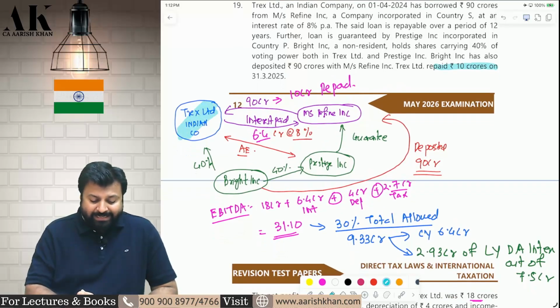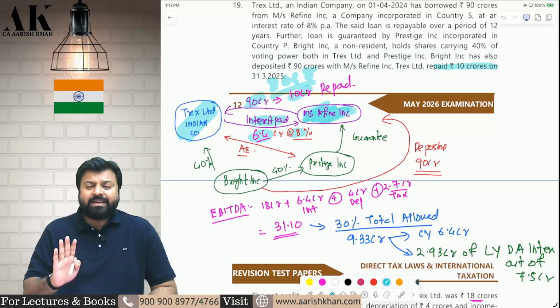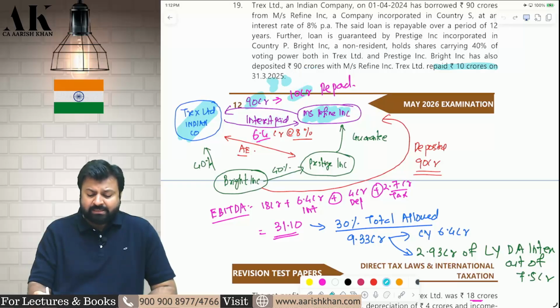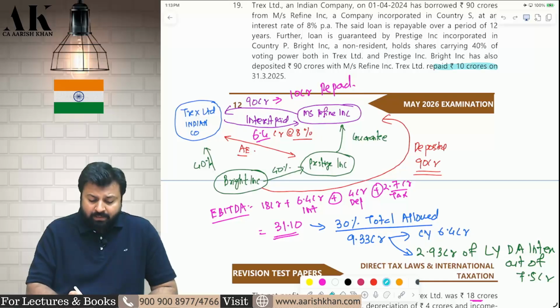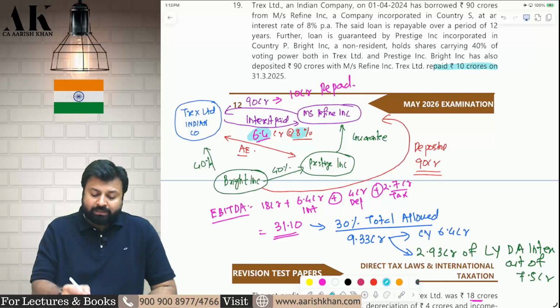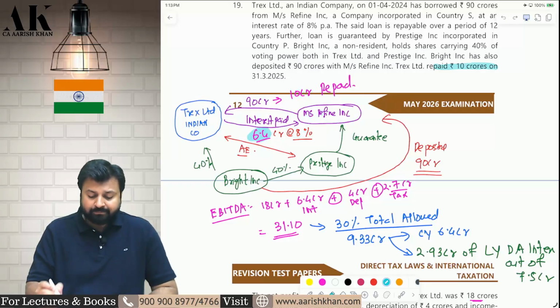Trex Limited is an Indian company. They have taken some loan from Mrs. Refine Inc. last year, 90 crore, but last year they have repaid 10 crore. Therefore, effectively the loan is only 80 crore. Okay. Now they are paying interest on 80 crore, 6.4 crore, at 8%. Mrs. Refine Inc. is a third party. Mrs. Refine Inc. is not our associate enterprise. So we are paying 6.4 crore interest at the rate of 8% on 80 crore, 10 crore is repaid. Therefore, this 6.4 crore interest we are paying to a third party.